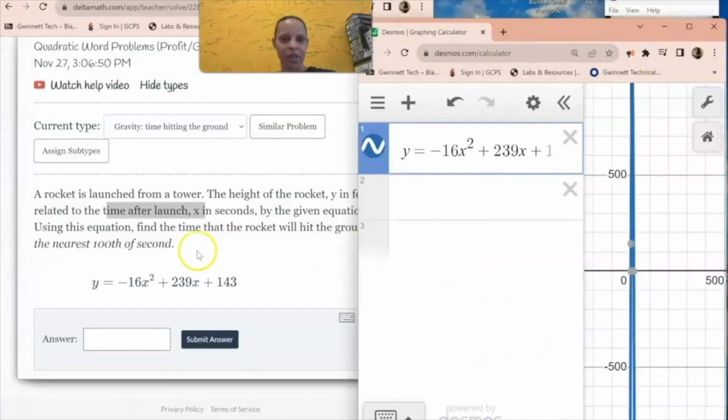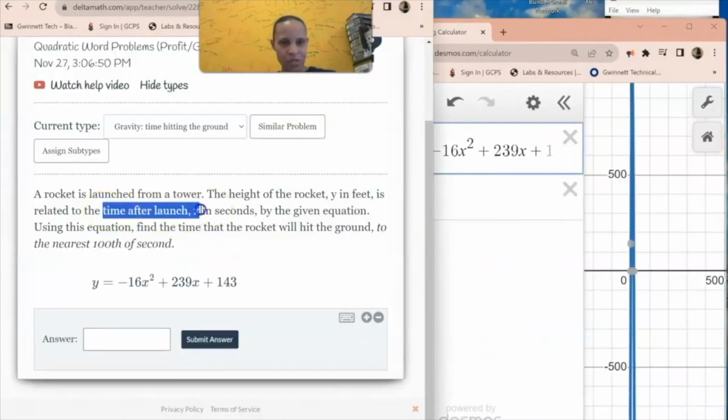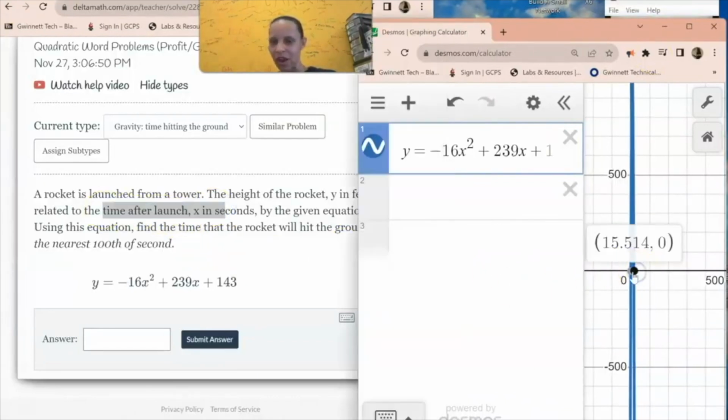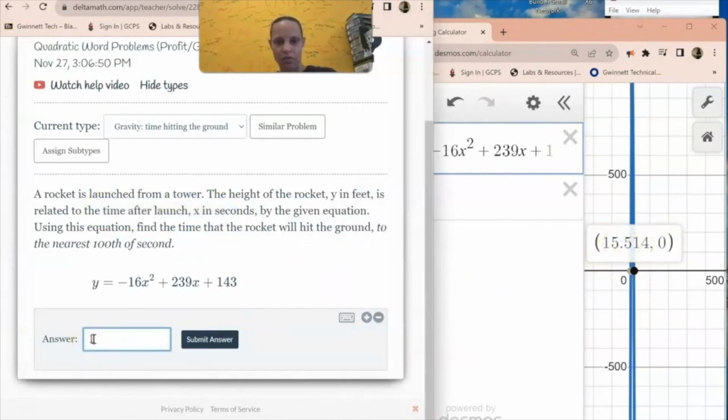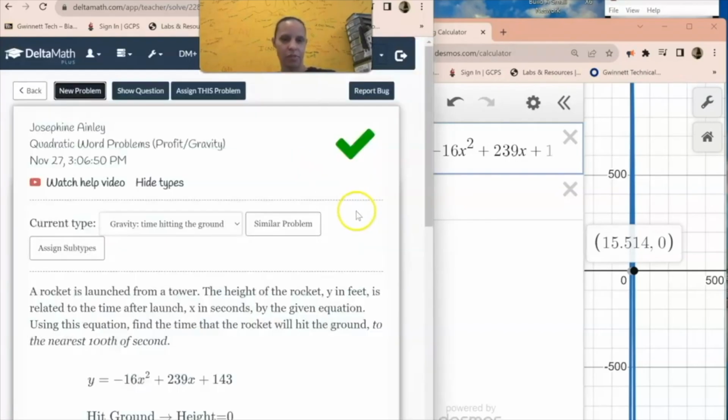So remember, let me go find what time is. What's time? X. So when it hits the ground right here, what's my x value? So you just type it in, 15.514. And then round to what? 100. 100 means 2 zeros, so 2 numbers after the decimal. So I need to get rid of that number. Before I get rid of it, 5 and above, add 1 more. 4 or below, leave it alone. So 4 and below, leave it alone. So we just delete that. We leave it alone. So press submit.